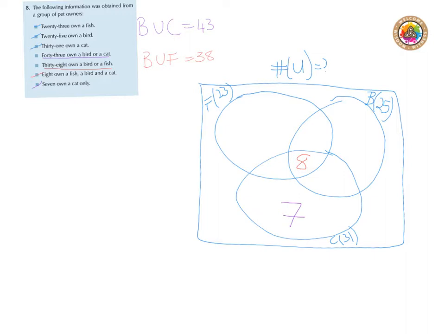Now, the next 3 pieces of information that I would like to fill in are these 3 areas here. So I'm going to let X be one of these, and the first one I'm going to let it be is this one, for example. So if I let X equal the intersection between F and the cat only, I'm just going to call that X here.